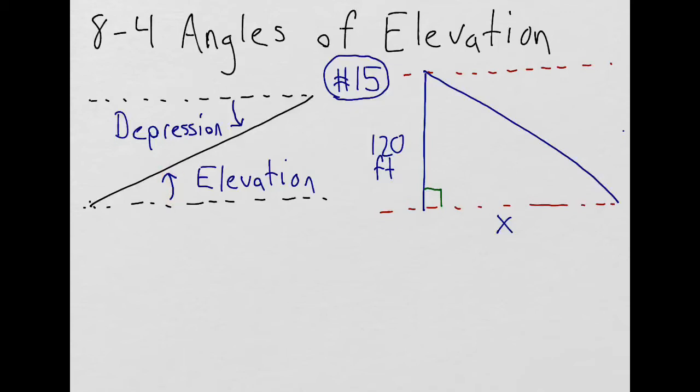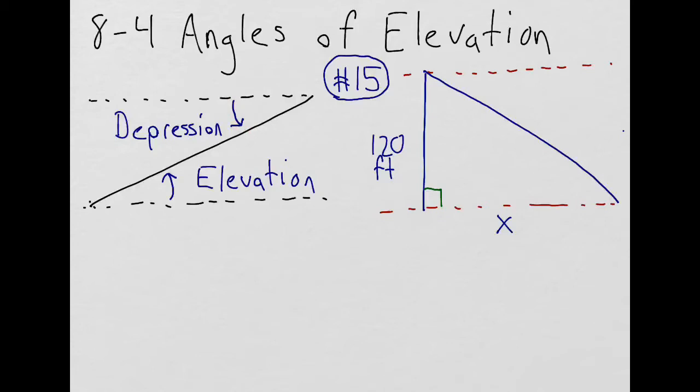Angle of depression is just the other way around. It's an angle formed from a horizontal line, that's the dashed line right there, and a line of sight to a point below the line. So here's a horizontal line, and we're going down from there to a point below it.